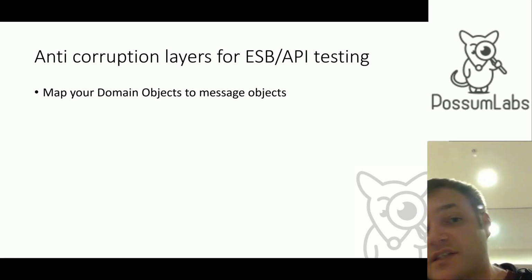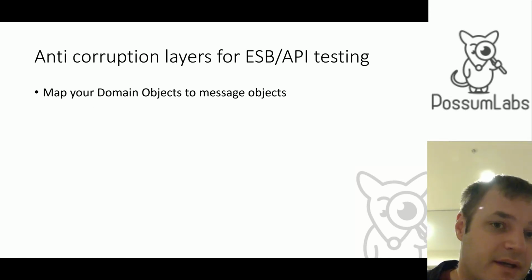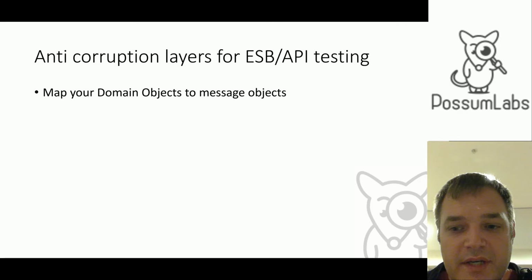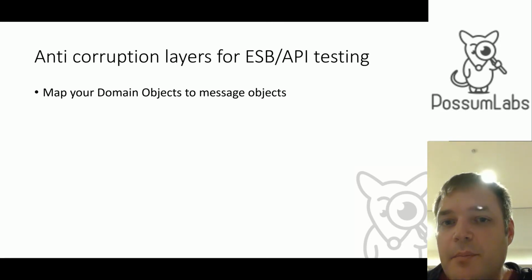If you're dealing with testing against an ESB or an API, so code interfaces, just map your domain objects to the message objects. Don't take the message objects wholesale. It's very tempting, but it's not something you want to do.